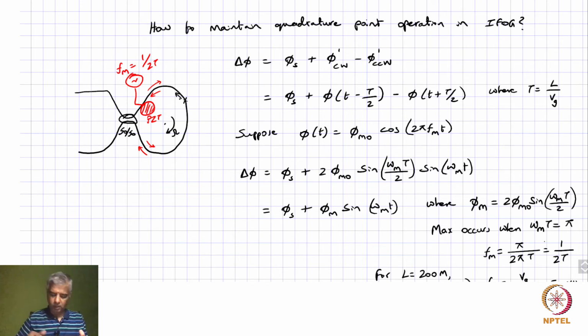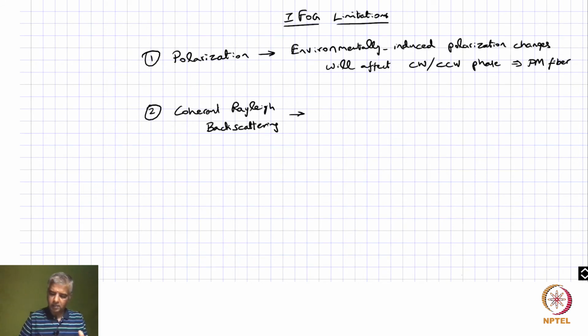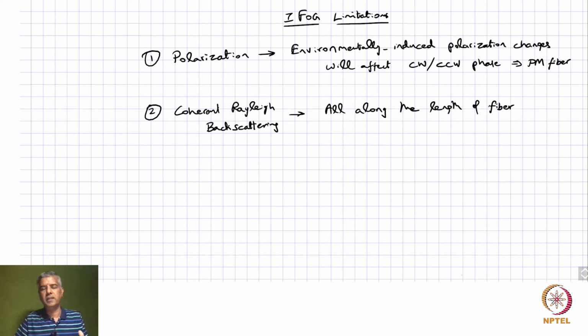So you have this Rayleigh scattering happening all along the length of the fiber, and that can pose a huge limitation in terms of the rotation rate that you're going to be able to pick up. We'll come back and see this in more detail. And the other thing that can pose a limitation is what is called the Faraday effect.